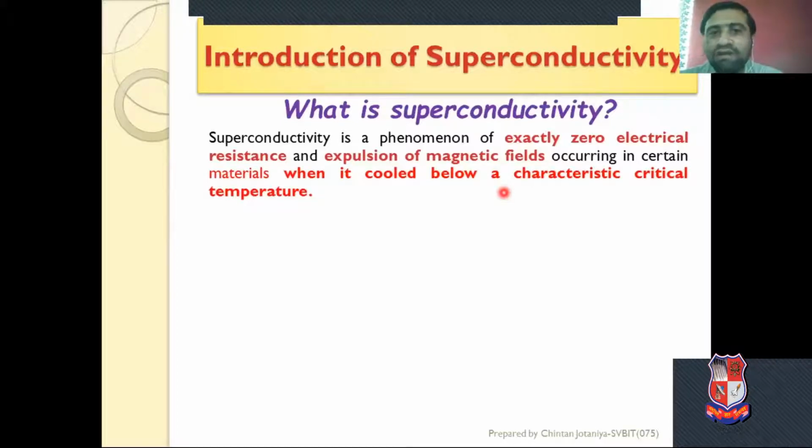So superconductivity is a phenomenon in which we have exactly zero electrical resistance, almost zero, not completely zero, almost zero.